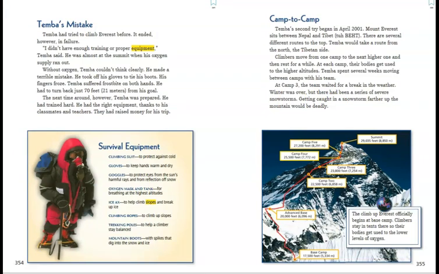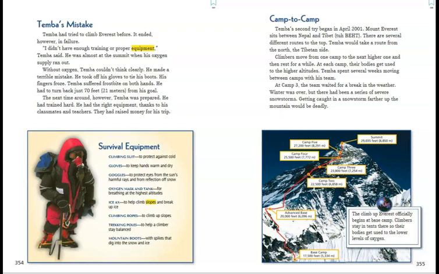Uh-oh, this one's called Temba's Mistake. I wonder what mistake Temba made. Temba had tried to climb Everest before. It ended, however, in failure. "I didn't have enough training or proper equipment," Temba said. He was almost at the summit when his oxygen supply ran out.